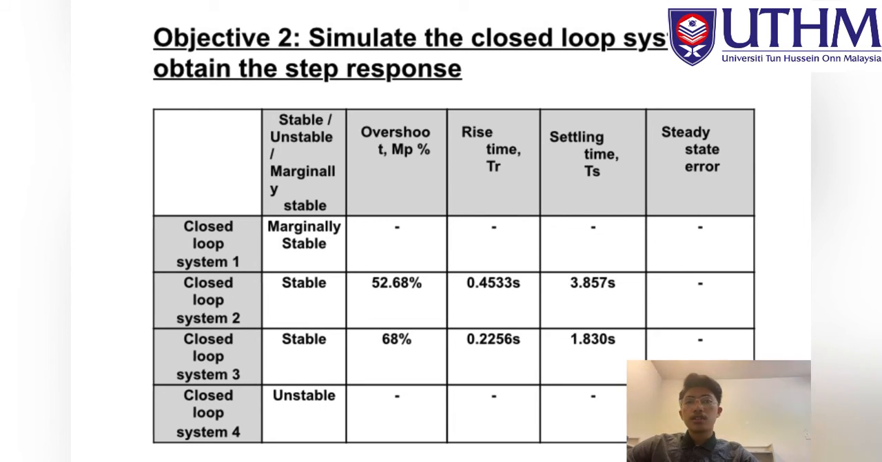And next, closed loop system 3, the graph is stable and overshoot is 68%, and rise time is 0.2256 seconds, and settling time we will get 1.830 seconds, and steady state error we will get the result. And closed loop system 4 is unstable. Okay, thank you, that's all for me.